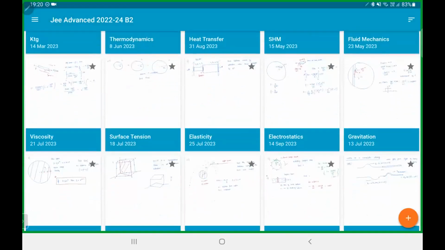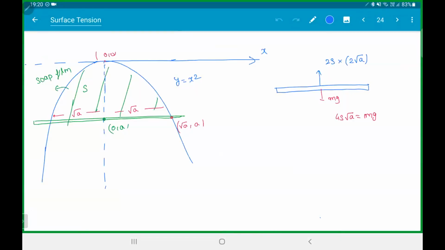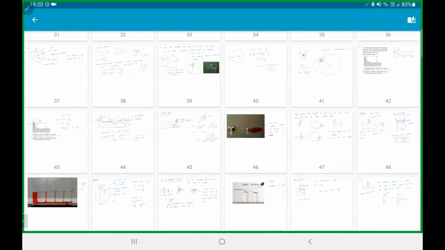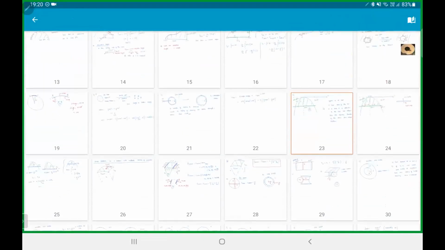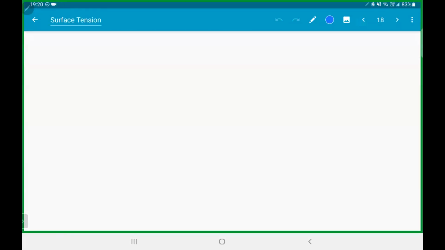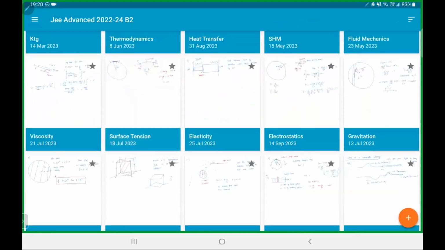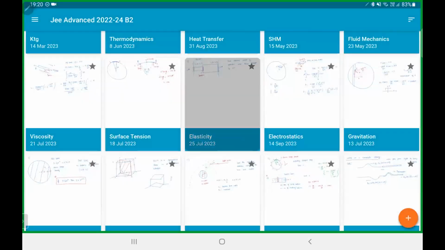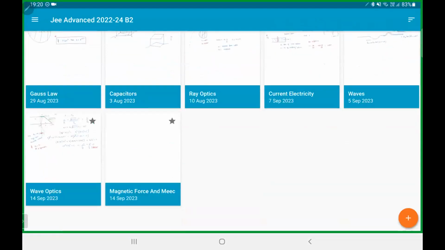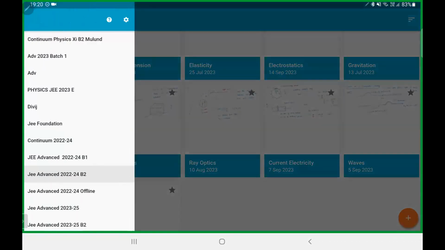We saw this thing in a chapter called surface tension. So it becomes a ring and all. Then you will see it in a chapter called elasticity. You will see this in multiple places. You will keep seeing this ring. So don't forget this thing. Put a star.